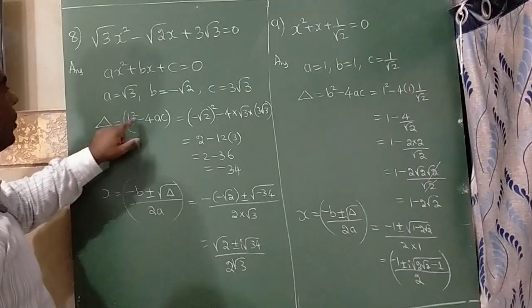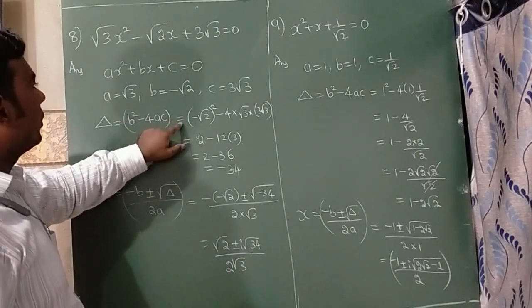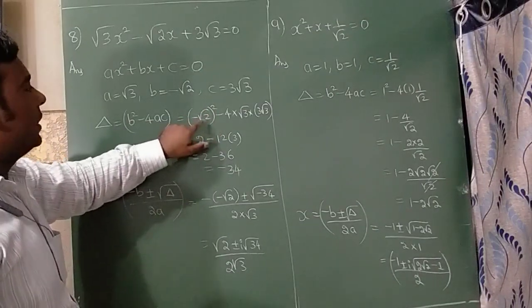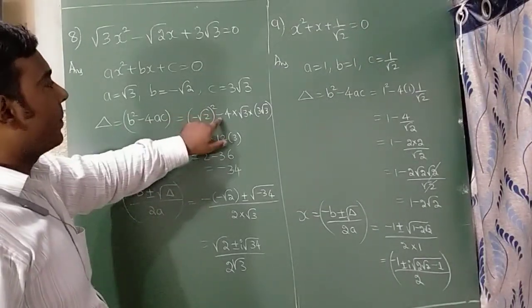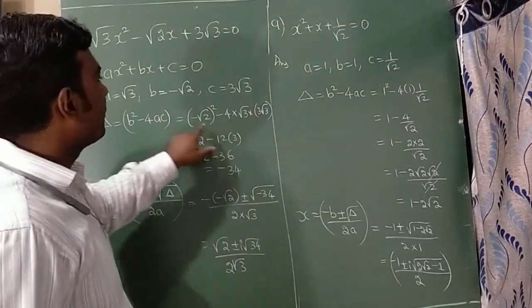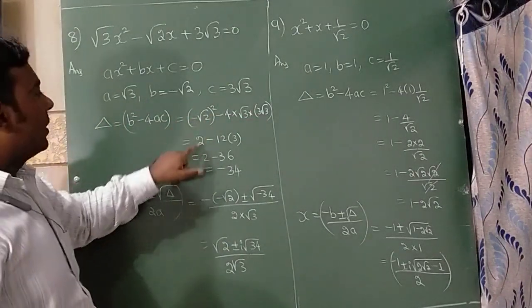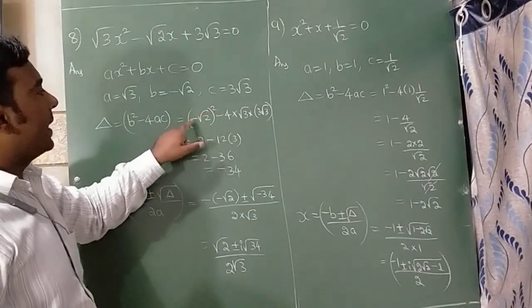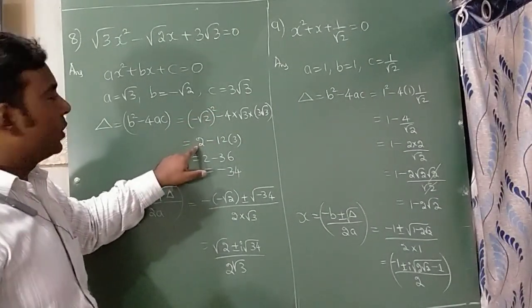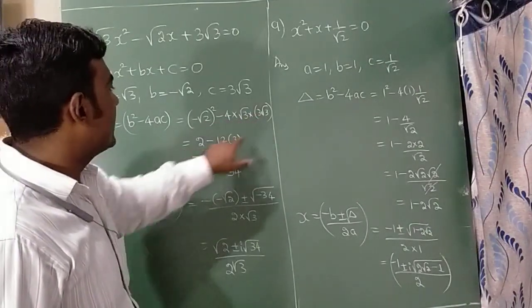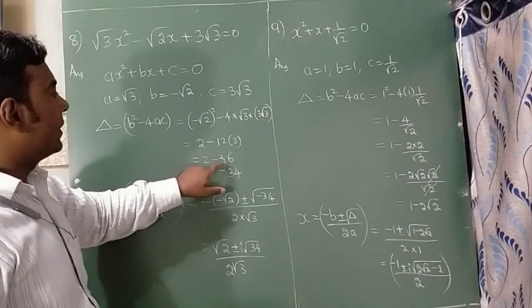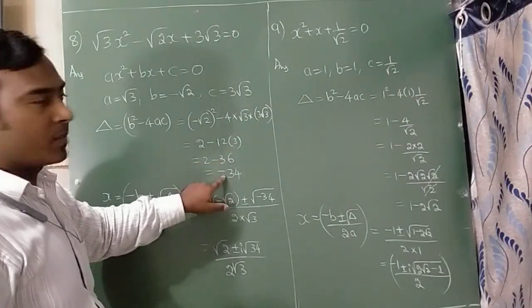Delta is equal to b square minus 4ac. The b value is minus root 2 whole square, minus 4, where the a value is root 3 and the c value is 3 root 3. Now this will become 2, since the square and root get cancelled, and minus into minus will become plus. So the final answer will be 2 minus 4 3s are 12. Root 3 into root 3 is 3, and 12 3s are 36. So 2 minus 36 is minus 34.